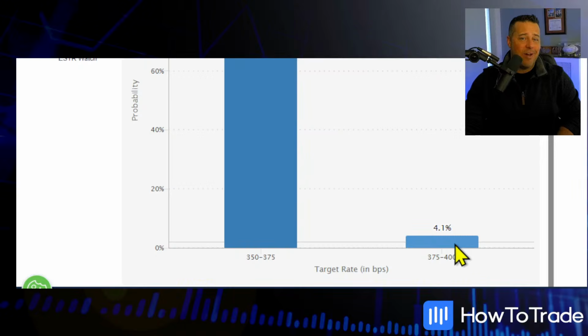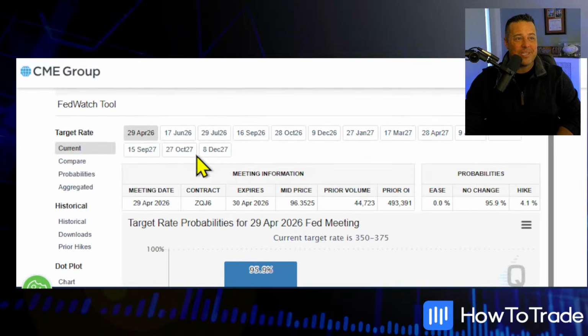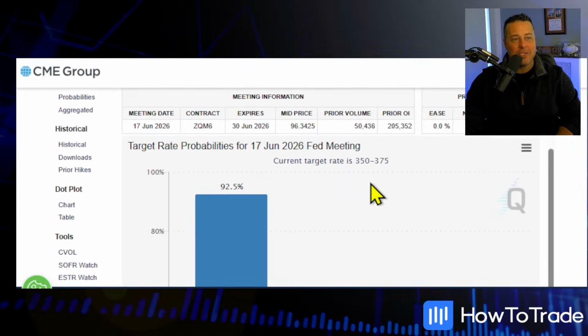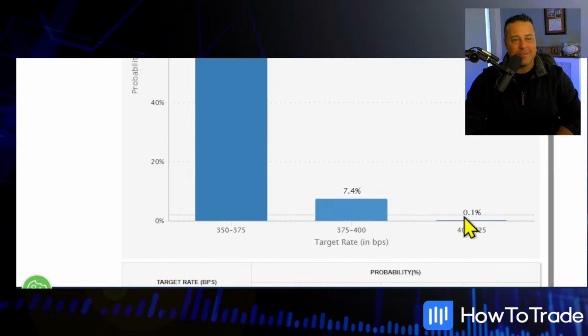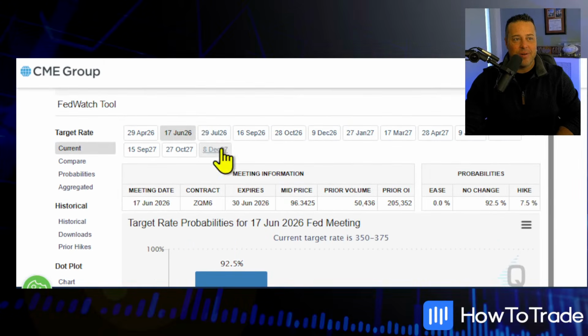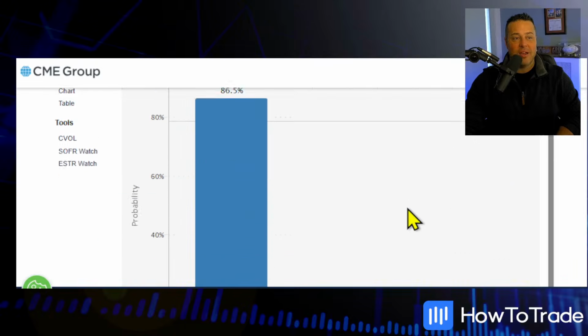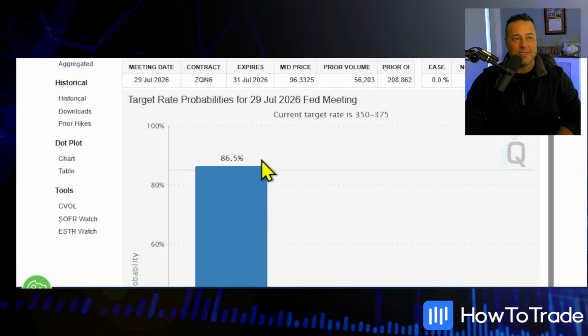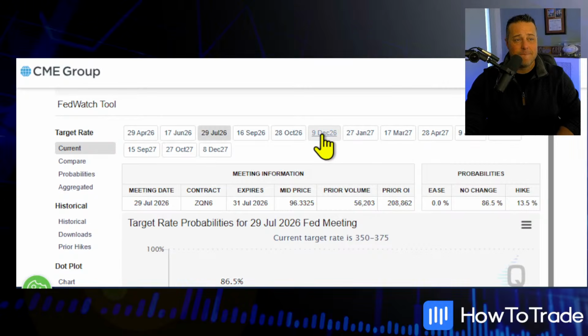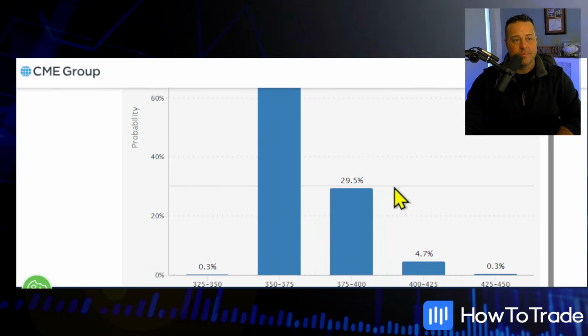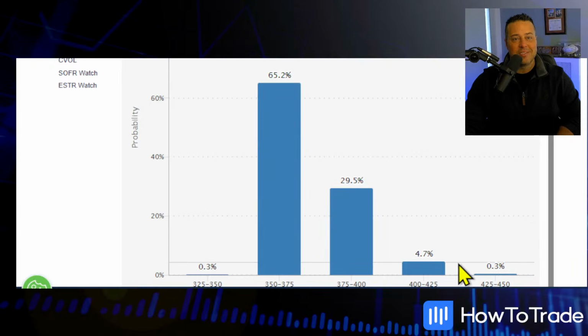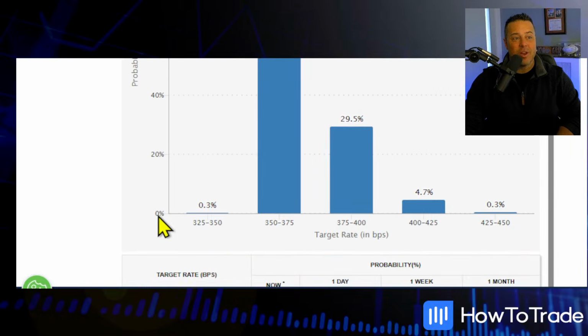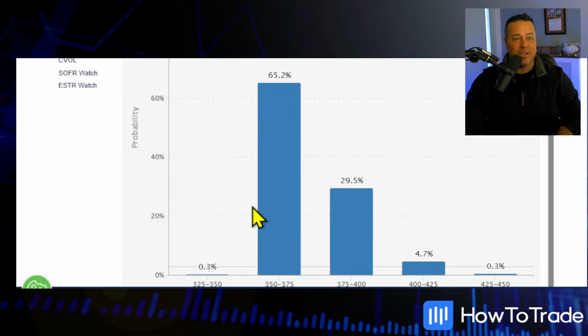Pricing in a rate hike now, 4% chance of a rate hike in April. How about June? Only an 8% chance. This is crazy. How about July? 14% chance. Take us to the end of the year. Look at this. You're pricing in rate hikes by the end of the year. Remember me saying that we're going to be over around 2.25%, 2.5%? They're pricing in rate hikes.